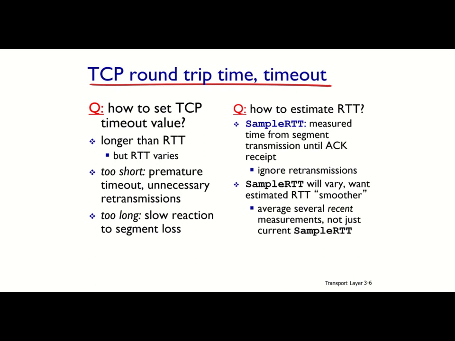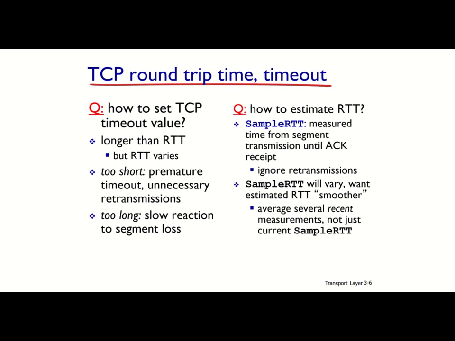Also, if you consider timeouts too long, again, you would have a very slow reaction to segment loss, and that also results in the same very low throughput of the network. So setting the timeout too short or too long will cause some efficiency problems. Therefore, we have to find the best value for the timeout.